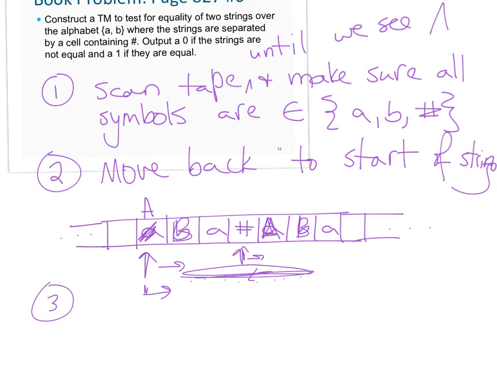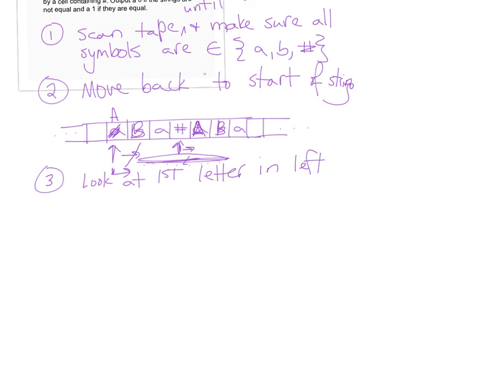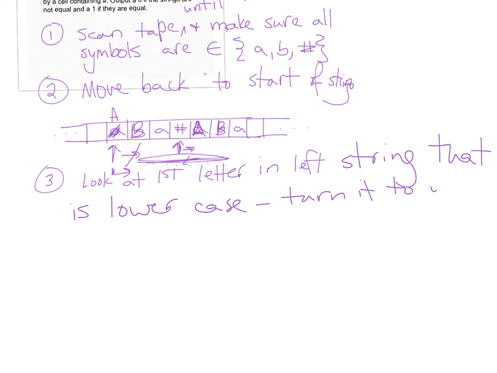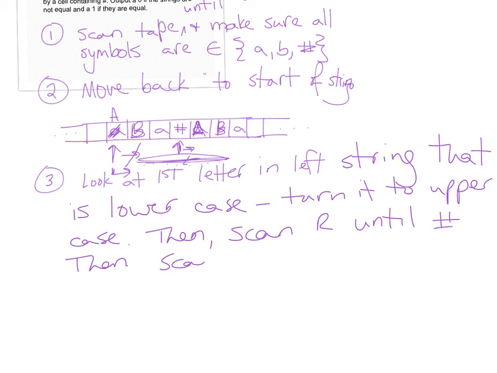So we can write this very informally before we turn it into a formal Turing machine. Look at the first letter in the left string that is lowercase. Turn it to uppercase. Then scan to the right until the pound sign. Then scan to the right until a lowercase letter.